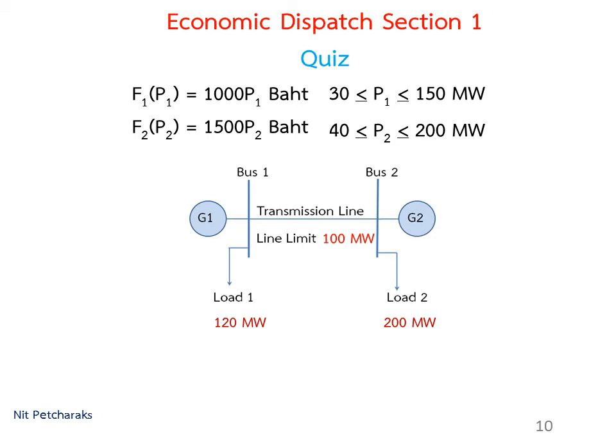Let's think further. What should we do if we have local load at bus 1, 120 megawatt? 1, 2, 3. The answer is P1 is 150 megawatt, P2 is 170 megawatt. Do you know the reason why? I'm sure that you can find the answer by yourself.